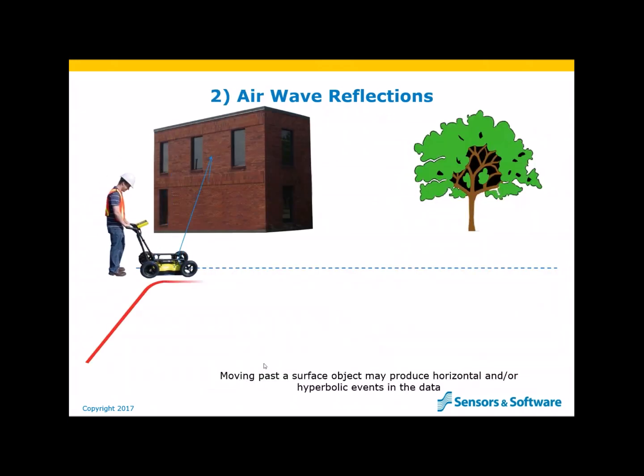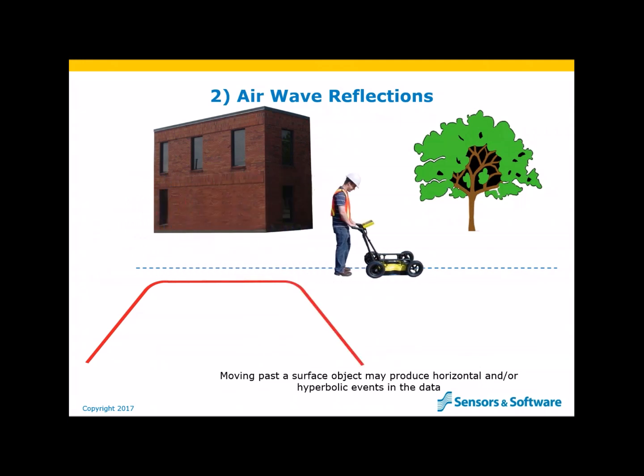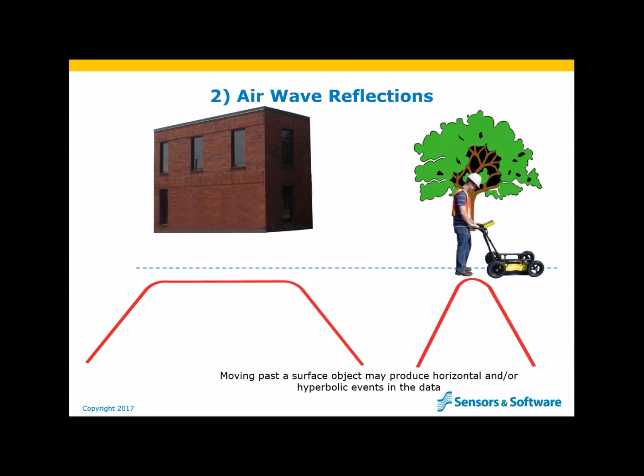Even if someone tells you that their GPR antennas are shielded, GPR energy can leak out into the air and reflect from objects like buildings, trees, poles, and fences. Now, before you get all worried about airwaves in your data, remember that with a little due diligence, they are quite easy to interpret.